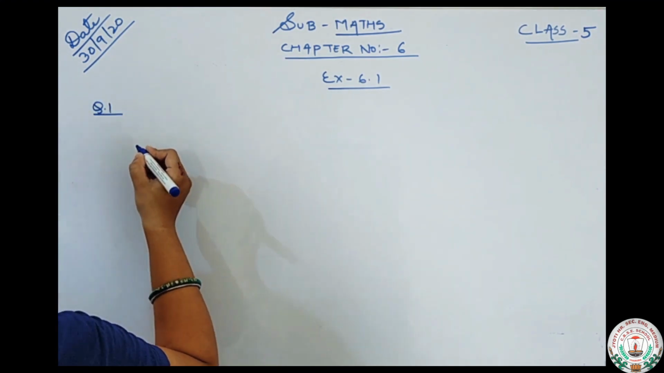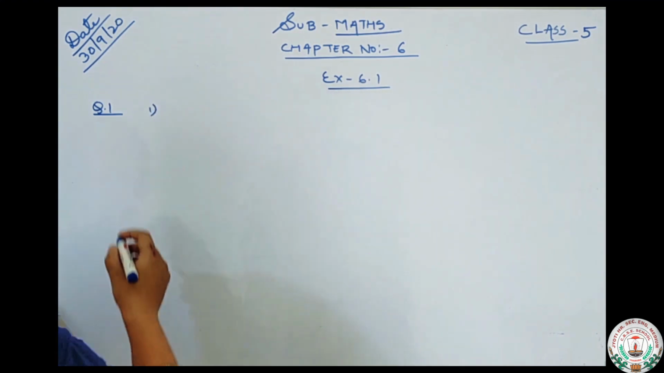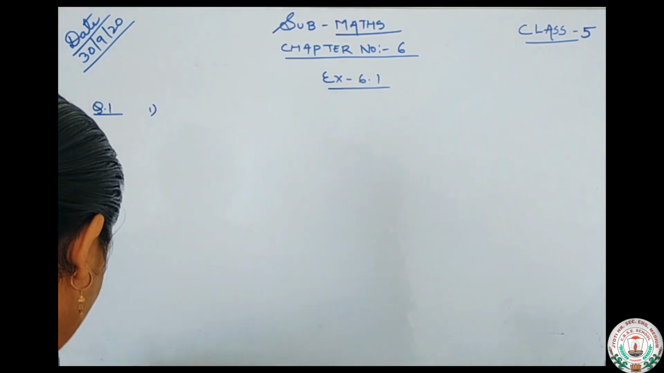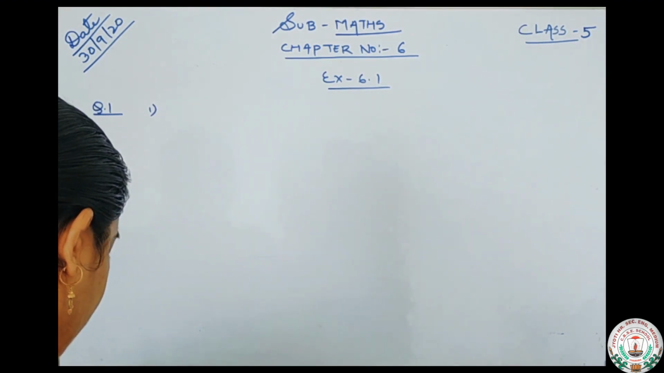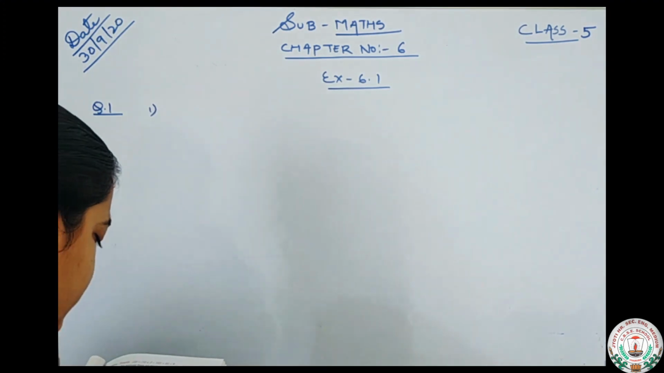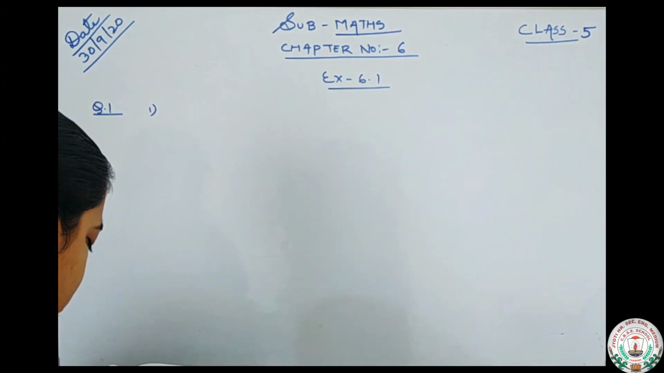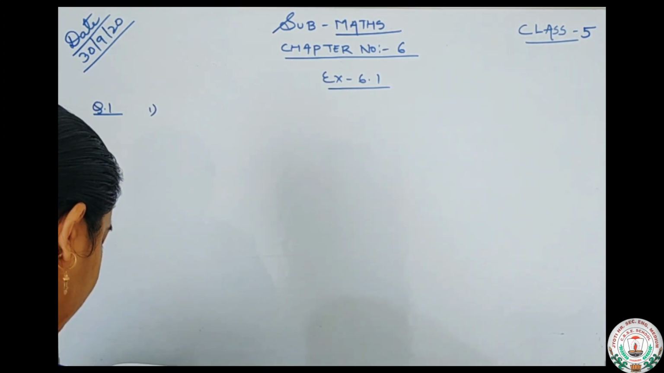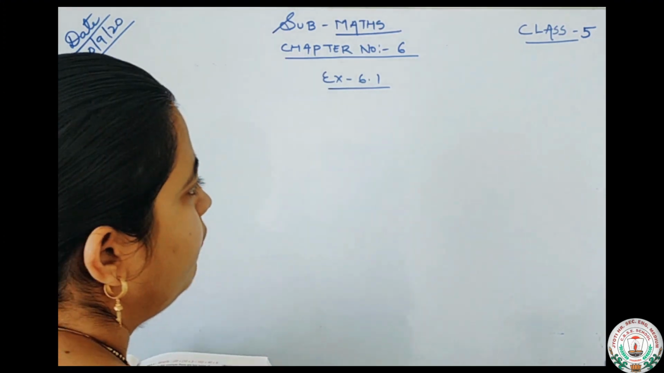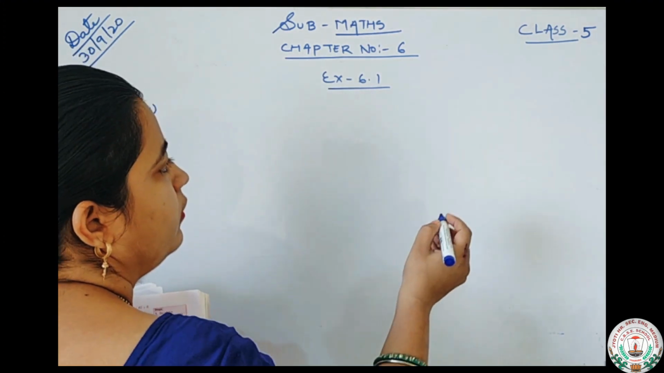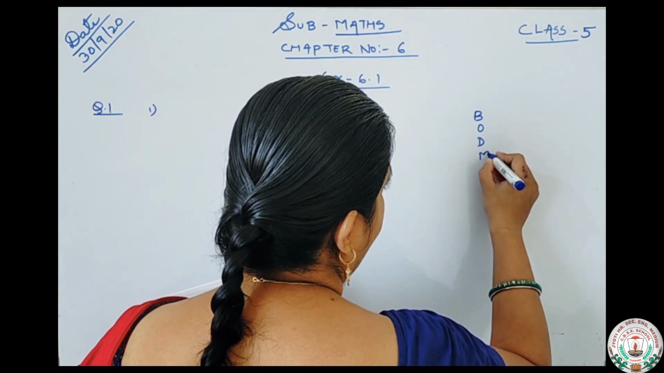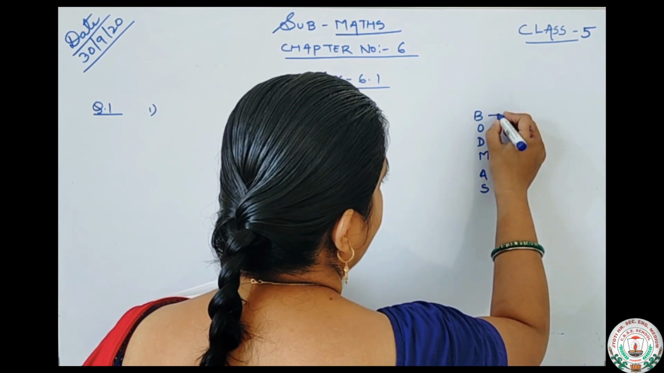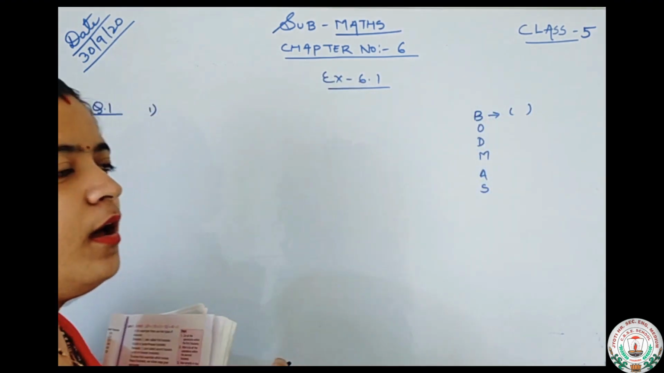Question number 1 is an MCQ. Choose the correct option. Number 1: while simplifying the expression 2.5 divided by 0.5 into 15 minus bracket 3.2 minus 1.2 plus 3 of 2, what operation is done first? You all remember I have told you the BODMAS rule. What operation will we do first? First we will open the bracket.